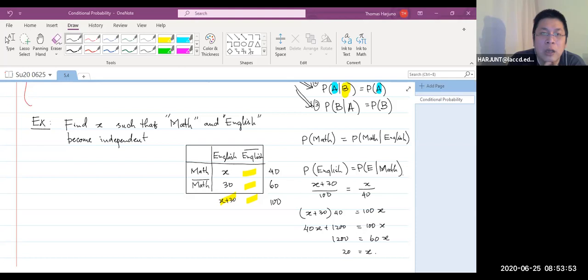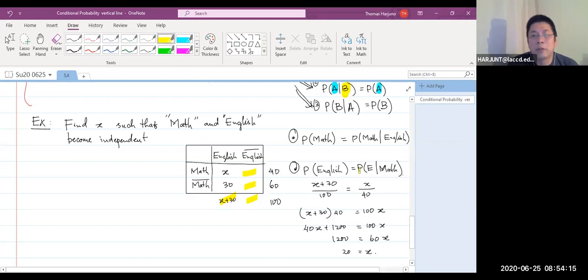How do we know that these two events are independent? You look at either this one here or this one, whichever is easier to compute given the situation earlier. How did I get x over 40? Probability of taking English given math. How many people are taking math? There are 40 people taking math. Of those 40 people, x of them are taking English. That's how I get x over 40.